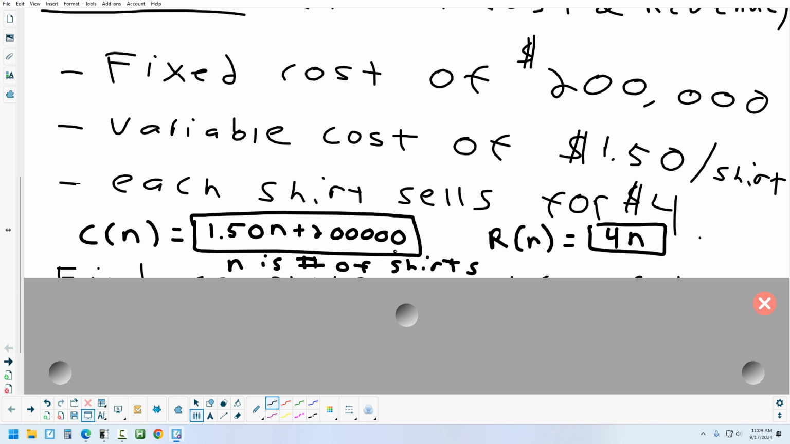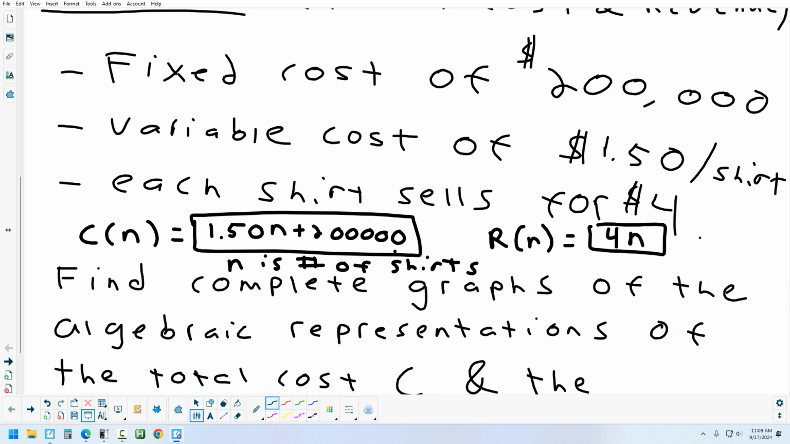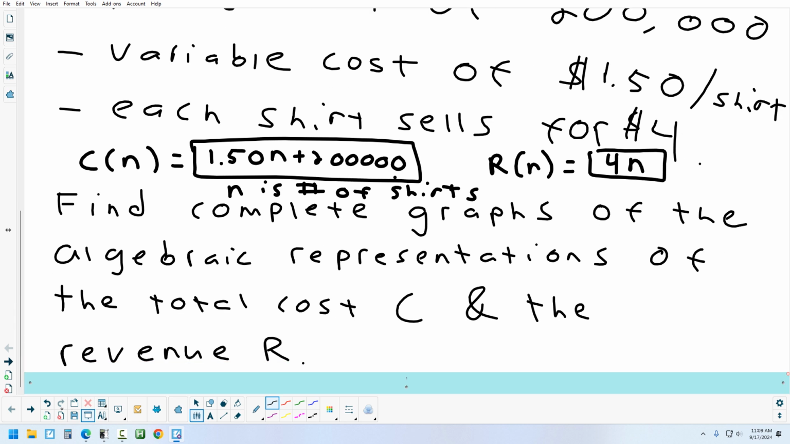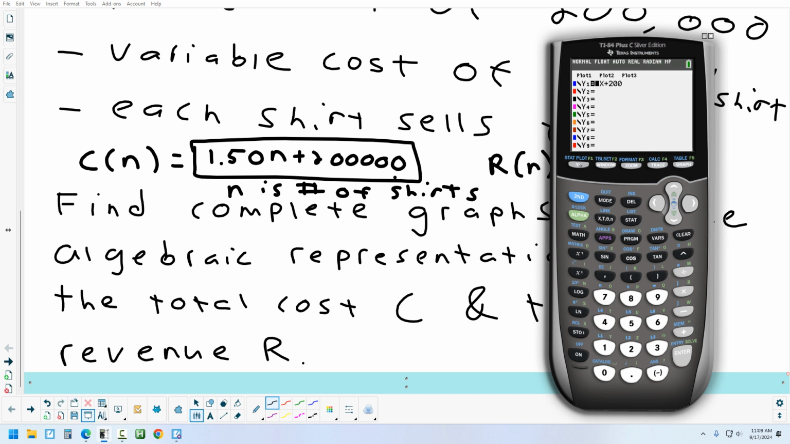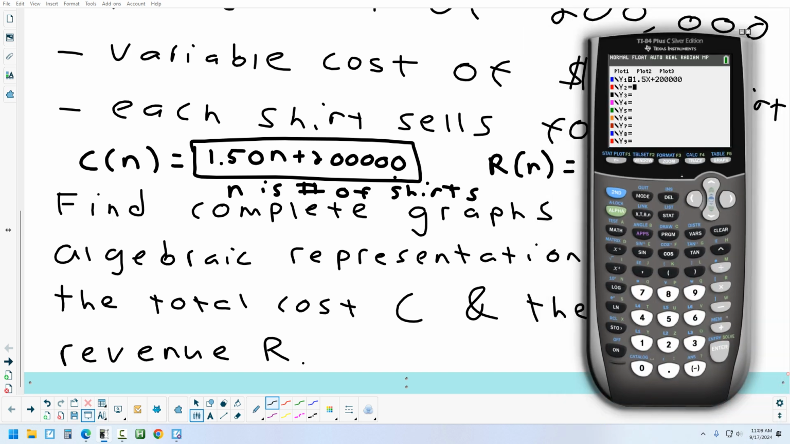Any questions how we came up with those two equations? All right, so now let's graph them and see what they look like. Okay, 1.5x plus 200,000 and 4x.